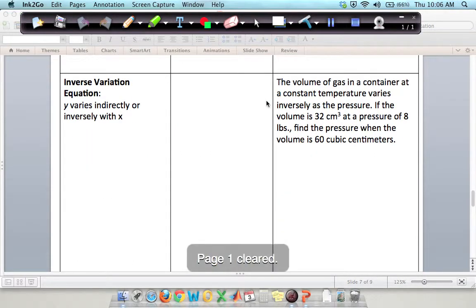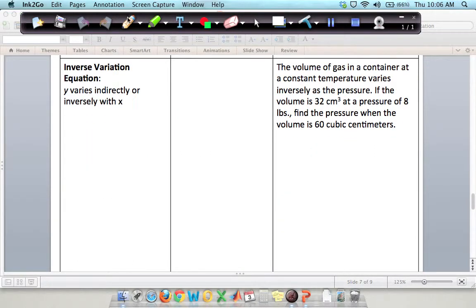Okay, let's look at an inverse variation equation. This says y varies indirectly or inversely with x. So the equation for that would be y equals k, and then indirectly means you would be dividing by x. So that's the general form. And now let's look at a specific example.